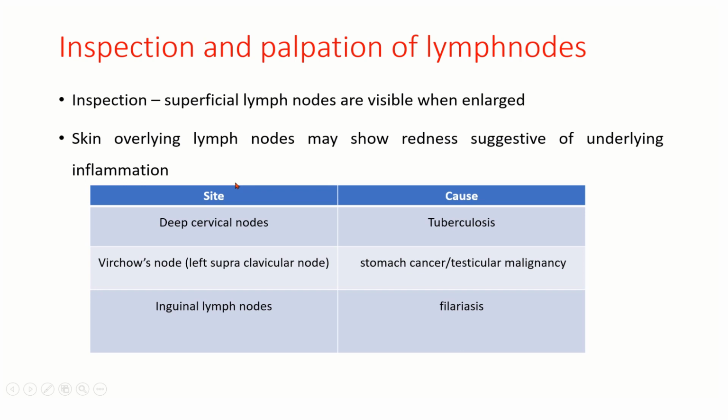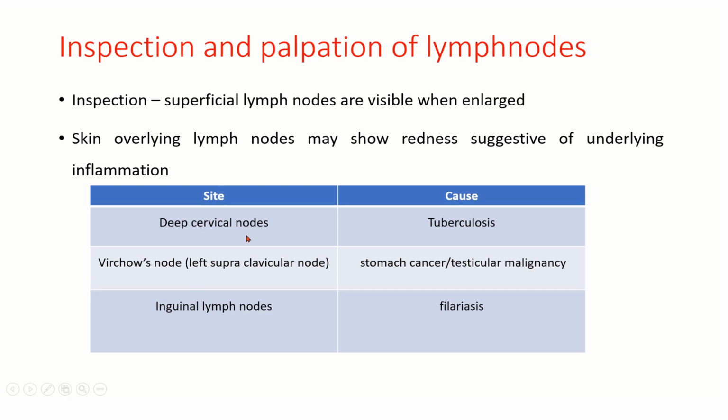So what do we have to do with these lymph nodes? There are two methods of examination. One is inspection, the other is palpation. In inspection, superficial lymph nodes are visible when enlarged. Skin overlying lymph nodes may show redness suggestive of underlying inflammation. In the same way, in palpation, we can feel for tenderness when we test the region of the lymph nodes, and raised temperature in the enlarged lymph nodes is suggestive of underlying inflammation.